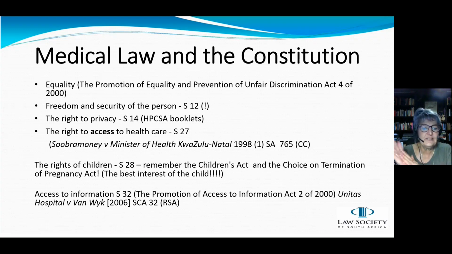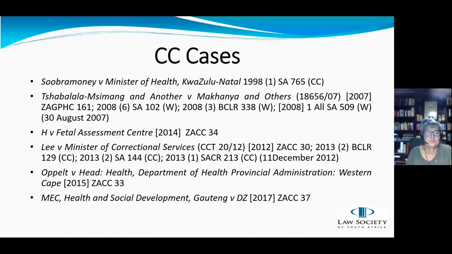Okay, then access to information is Section 32 of the Constitution, and there is another piece of legislation promulgated in tandem with Section 32, the Promotion of Access to Information Act. If you want to see how that act was applied to a medical negligence claim, you can read the Unitas Hospital versus Van Wyk, 2006, and it went to the Supreme Court of Appeal. If you read that case, you will see how to work with the Promotion of Access to Information Act.